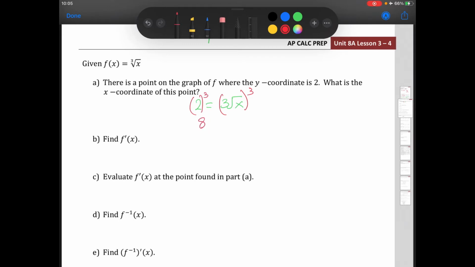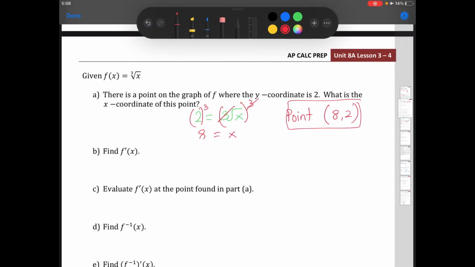So 2 cubed is 8, is equal to, these cancel, so x is equal to 8. So your point is what? Your point is (8, 2). Part B. It's asking us to find f prime of x.